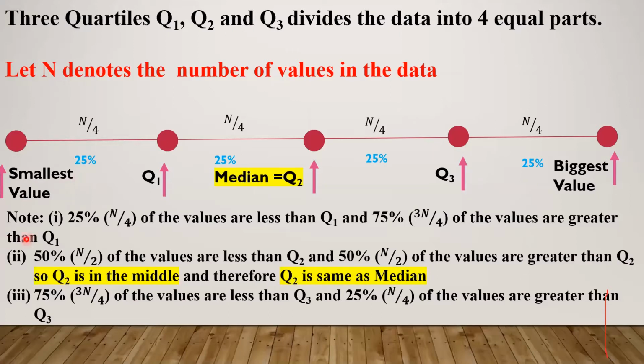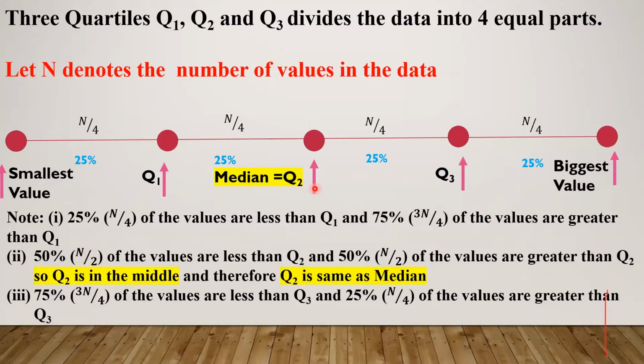Note here. See what note I have written here. If you look at this diagram, 25% of the values, or n by 4 values, are less than Q1. And how many values are bigger than Q1? Look here. Bigger means the right side. n by 4 plus n by 4 plus n by 4 gives you 3n by 4, or in percentage, 25 plus 25 plus 25, that gives you 75%. So there are n by 4 values in the data which are less than Q1 and 3n by 4 values which are greater than Q1.